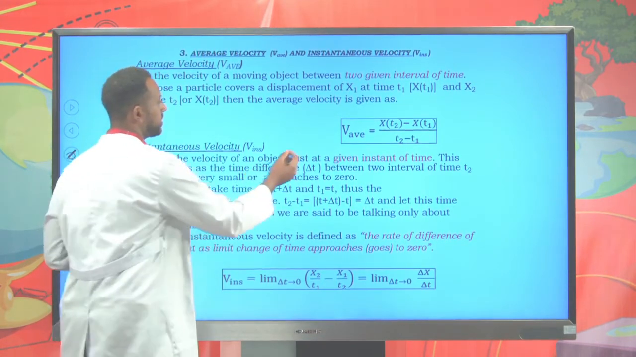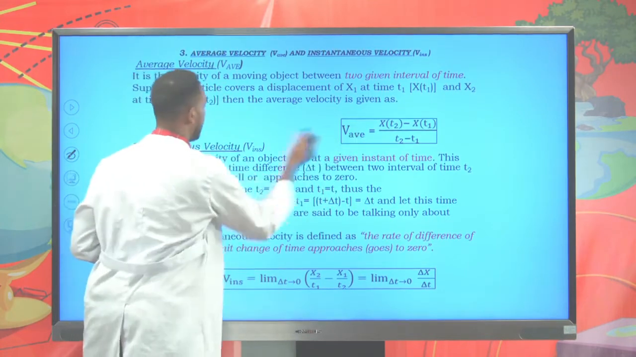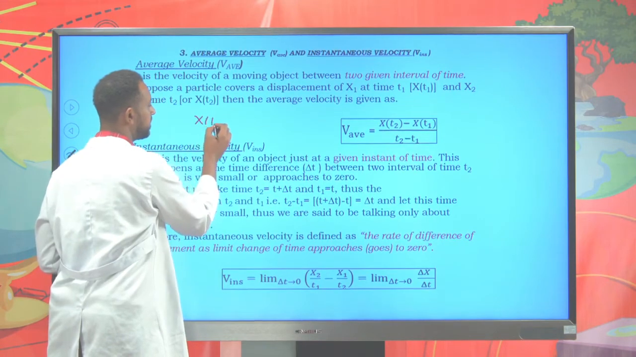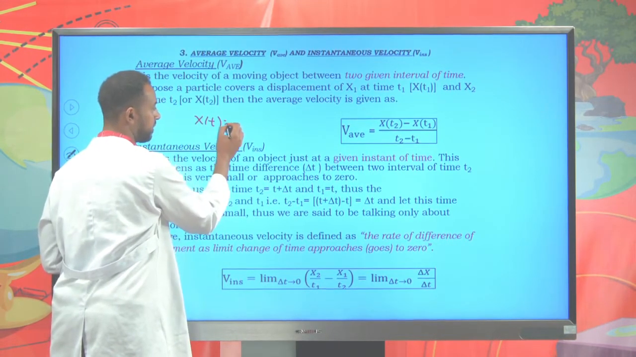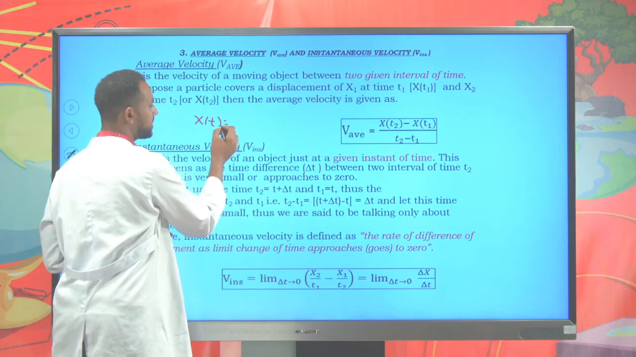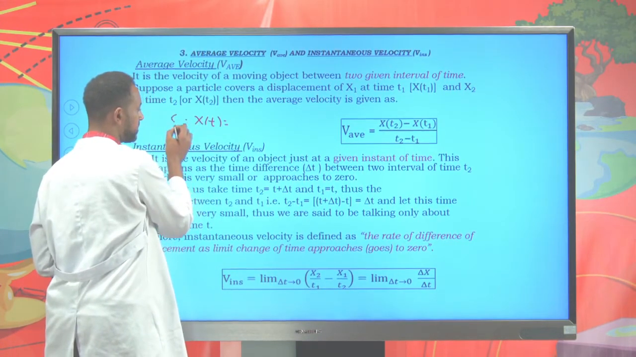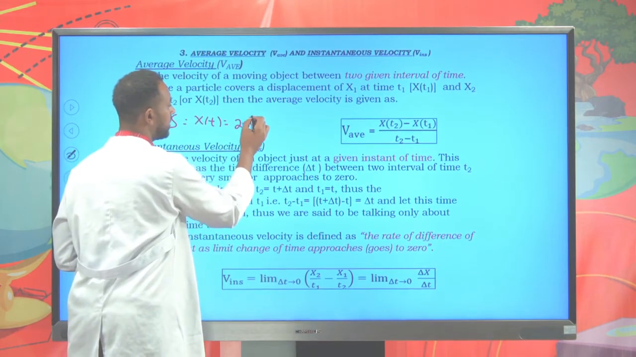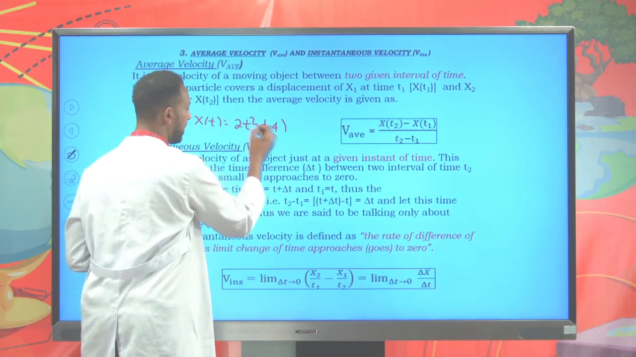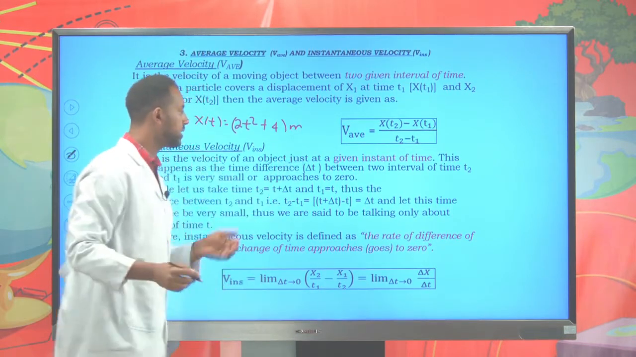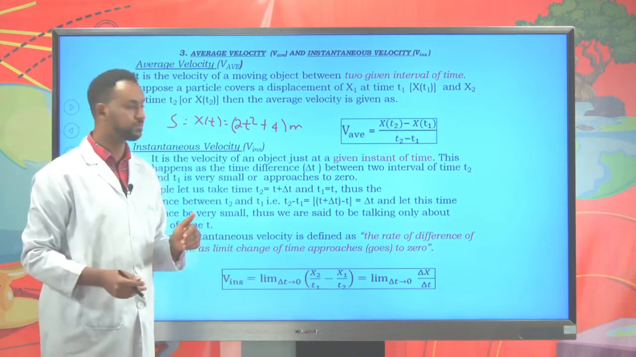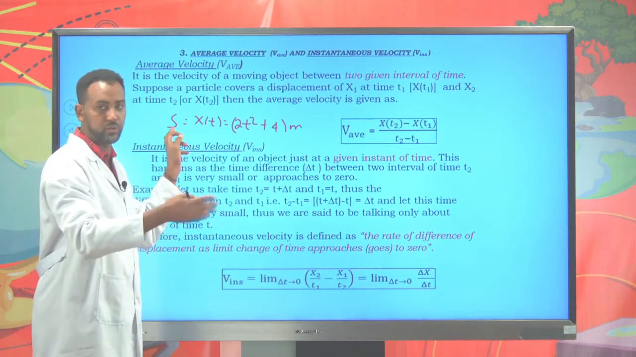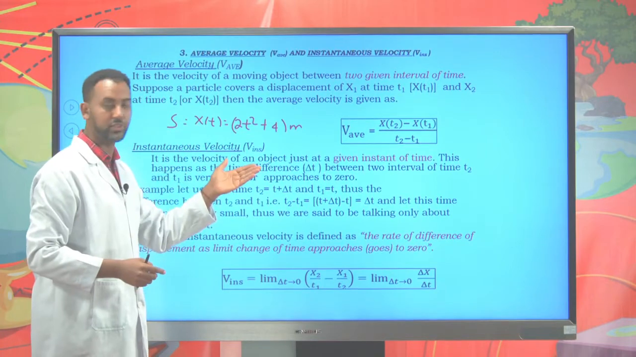Suppose we give a displacement that is dependent on time t. Let's say that x, or you can say s, that is displacement, as a function of time t, is 2t squared plus 4, in meters. This is the displacement as a function of time t. So, as time varies, the displacement of the moving object or the particle also changes.